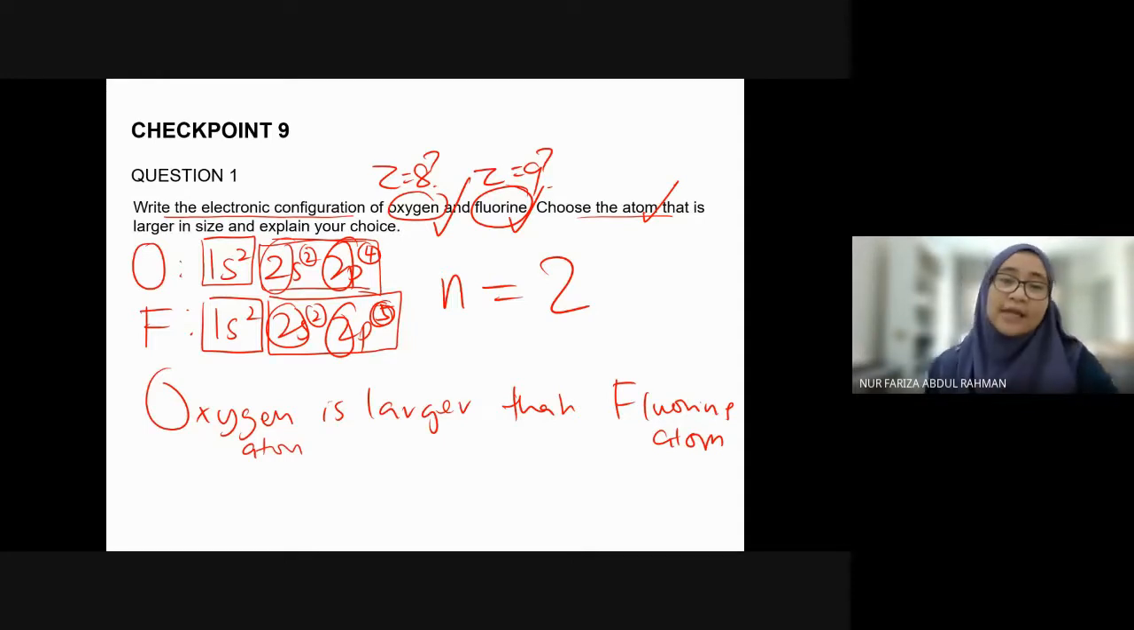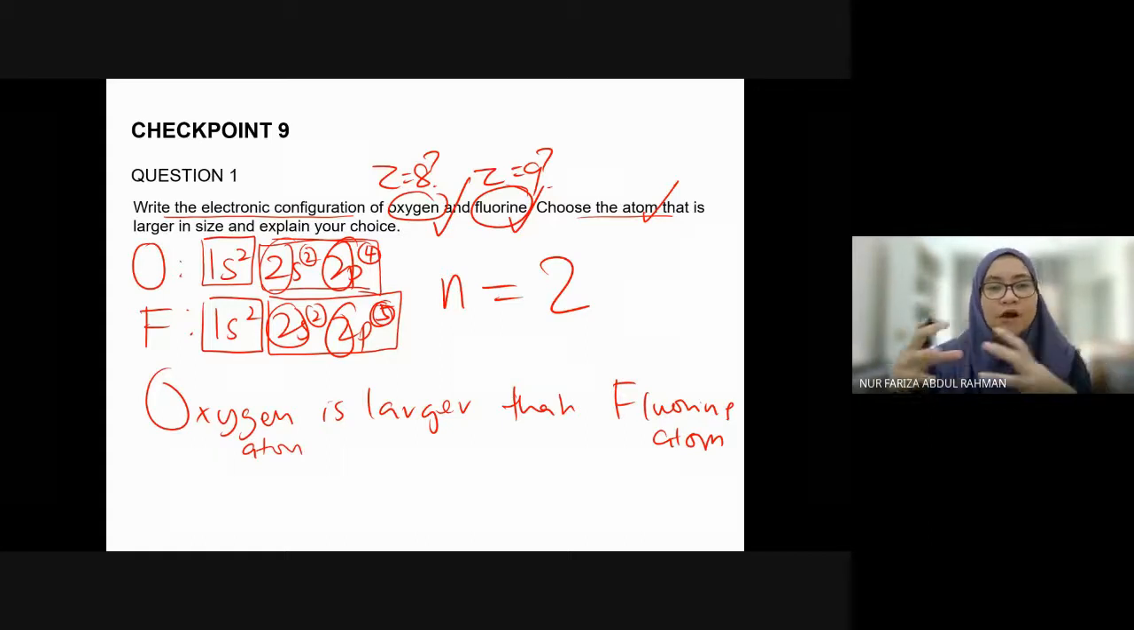You can highlight the shielding effect, but it's not significant sebab shielding effect memang akan ada. Tapi across the period, the nuclear charge increases. Itu yang paling dominant lah dekat situ. The power of the nucleus now increases. So itu lebih dominant. Okay, so you have to mention in terms of Z effective.